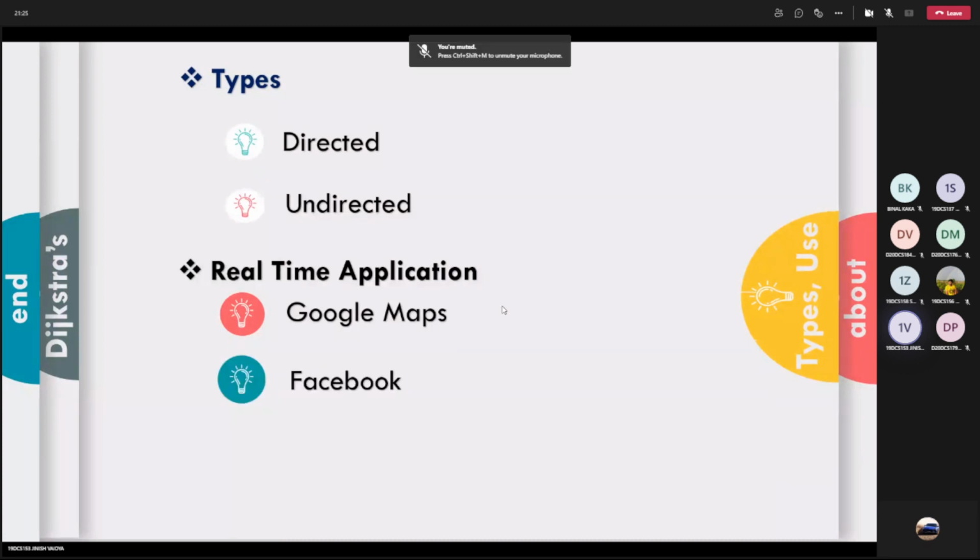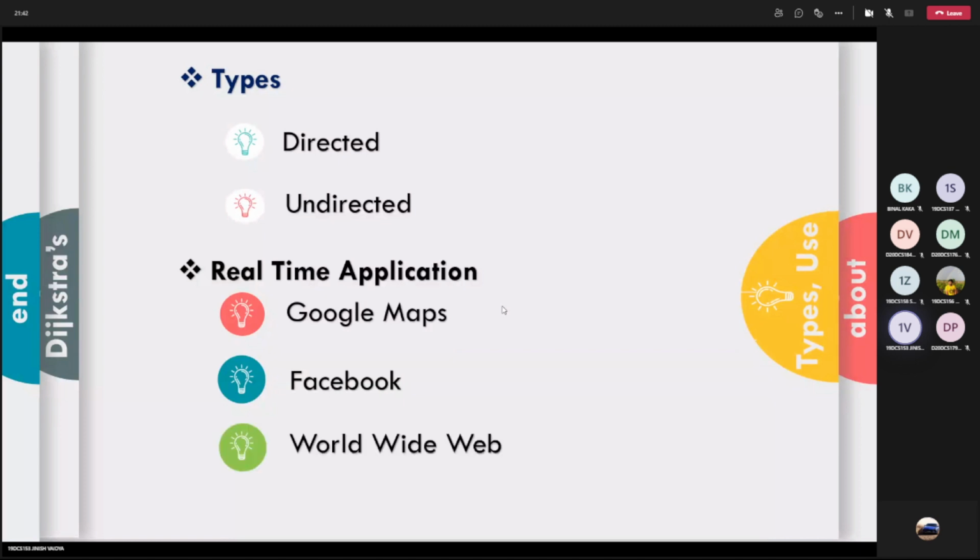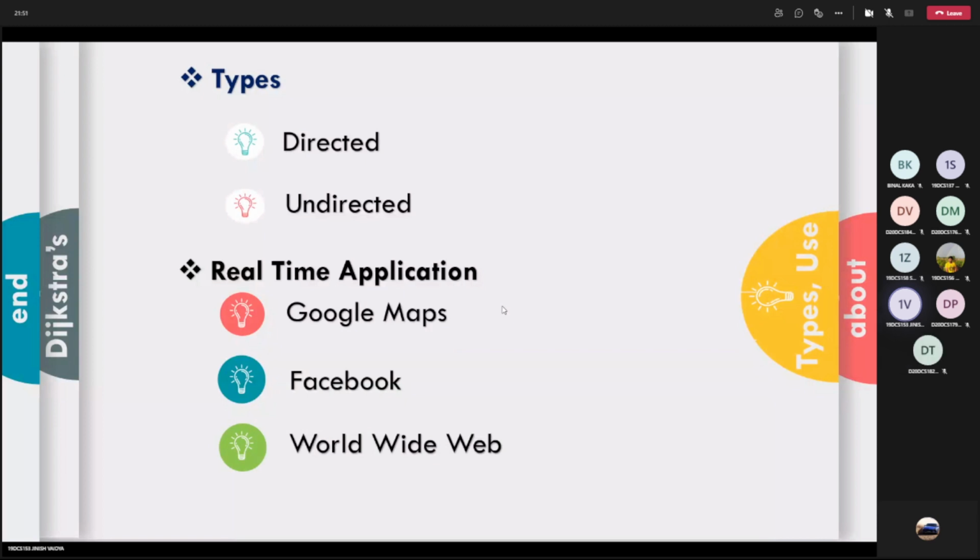The second real-time use is Facebook. Users can be considered vertices, and if they are friends, then there is an edge running between them. Facebook is an example of an undirected graph. In the WWW, web pages are considered vertices. There is an edge from page U to page V, so it is a directed graph. Similarly, in operating systems, we use graphs in resource allocation.